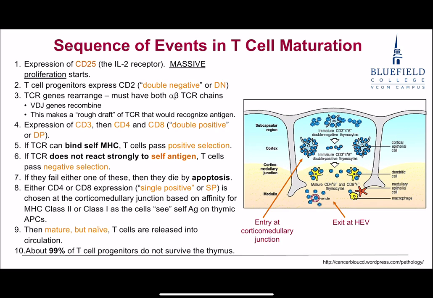Then I leave the thymus, exit through those HEVs again, and I am a mature but naive T cell. I haven't seen antigen, so I'm still naive. But I'm a fully functional, fully licensed T cell. Okay. That kind of makes a little bit of sense.